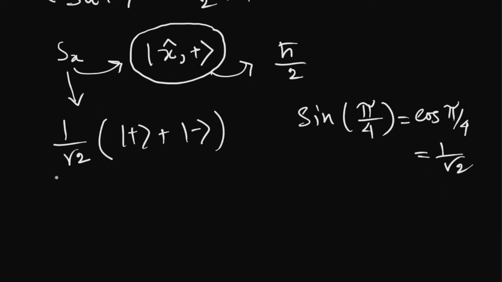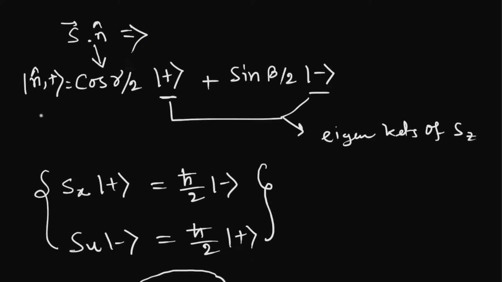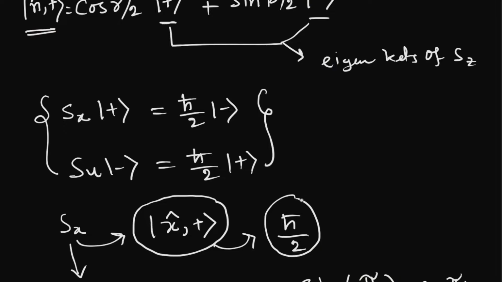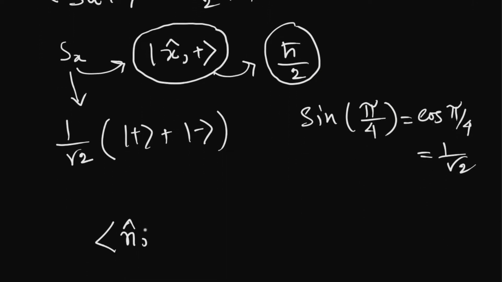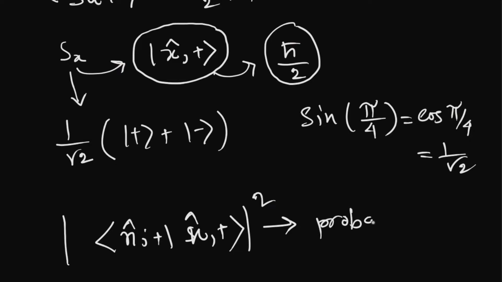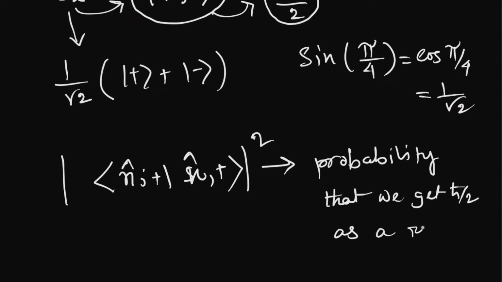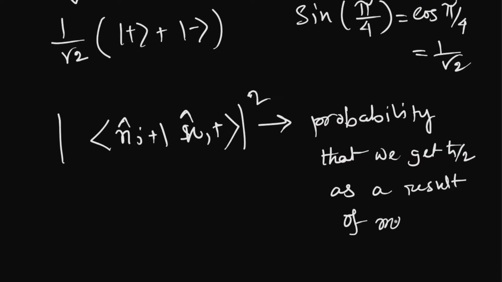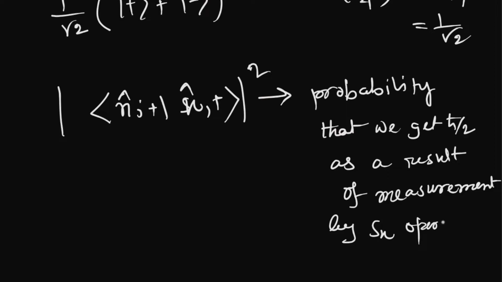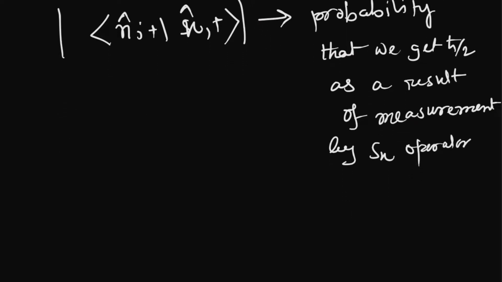Now we know that the probability that if we measure in this state and we get h cut by 2 as a result of measurement by the Sx operator is the modulus square of the overlap of n cap plus with x cap plus. That means, if we calculate this, what will we get?